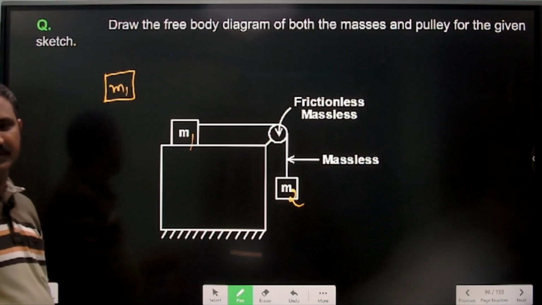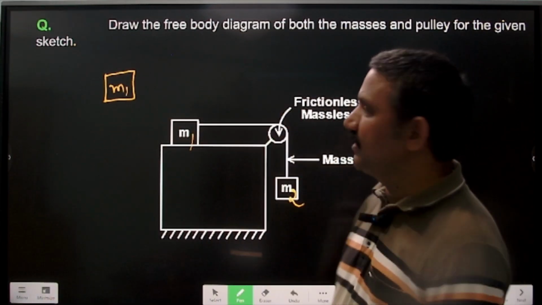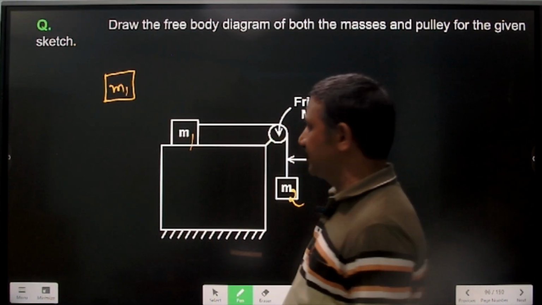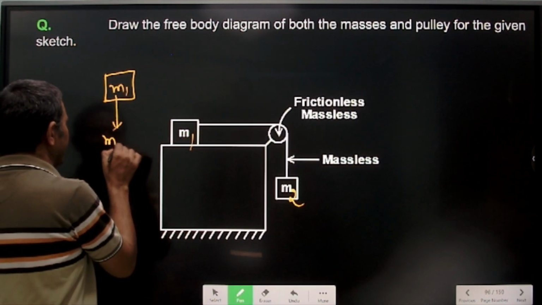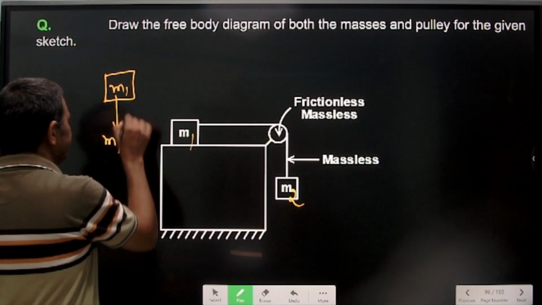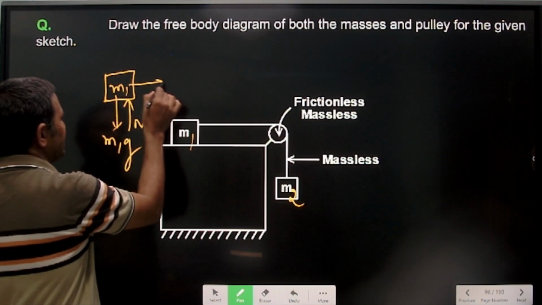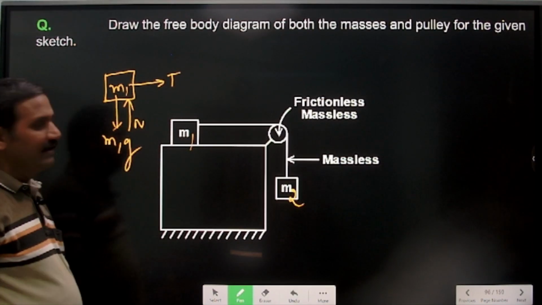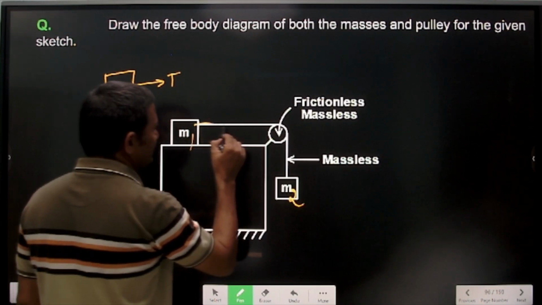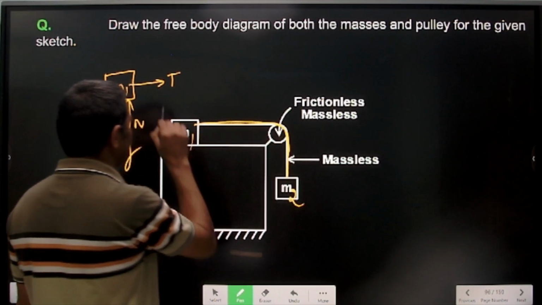What are the forces? Represent all forces acting on M1 and represent all forces acting on M2. So here M1g is acting vertically downward, the normal reaction force is acting in this direction, and tension is acting in this direction. So this is T, tension T. But here there is only one single string, so the tension everywhere remains the same.